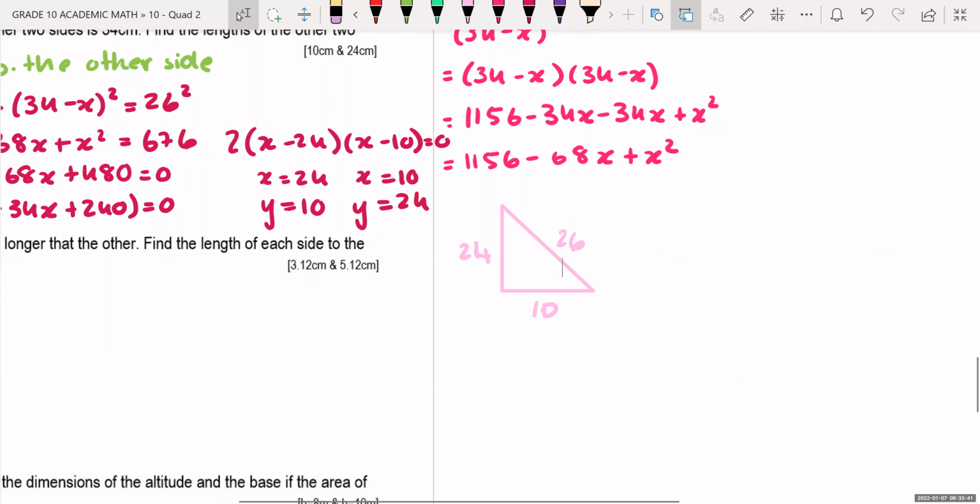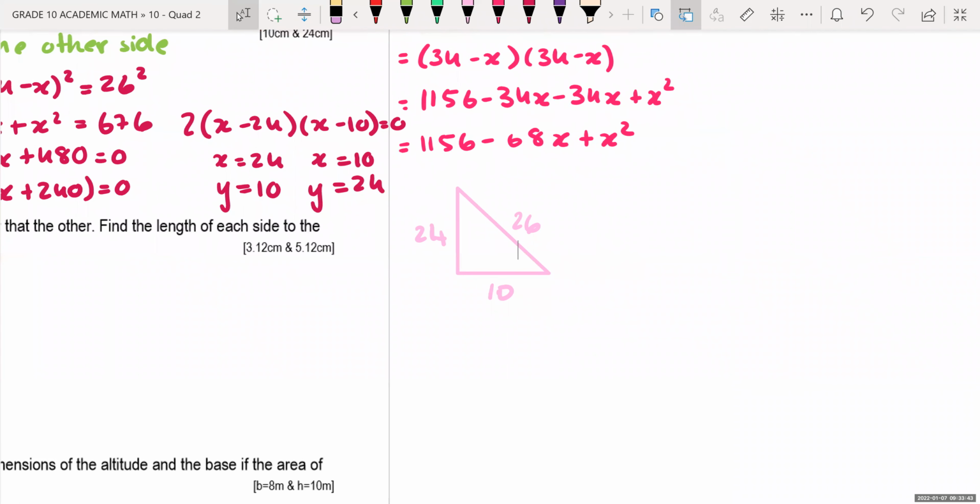Okay, so there are two different checks that I should do. The first one is, do my two side lengths that are not my hypotenuse add up to 34? Well, 24 plus 10 is definitely 34, so that ends up working out. For the next one, the Pythagorean theorem, right? Is 24 squared plus 10 squared equal to 26 squared?